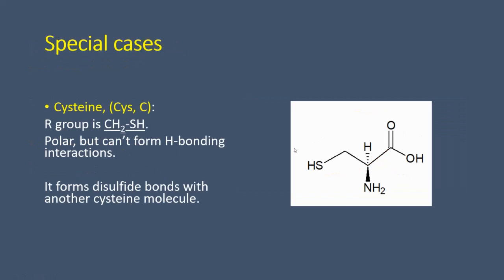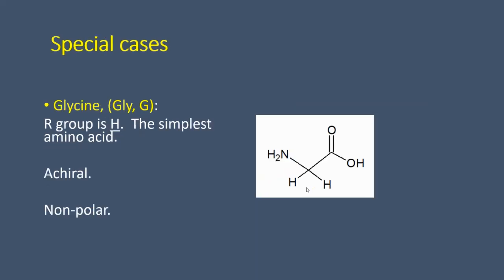And now we're going to look at 3 amino acids that have different characteristics. The first one is cysteine, and the R group for cysteine is the CH2 bonded to an SH. And cysteine is a polar molecule, but it cannot form hydrogen bonding interaction. Instead, it can form a disulfide bond with another cysteine molecule. Next is glycine. Glycine is the simplest amino acid because the R group for glycine is a hydrogen atom. And since glycine has 2 hydrogen atoms, it is not a chiral molecule, and glycine is nonpolar.